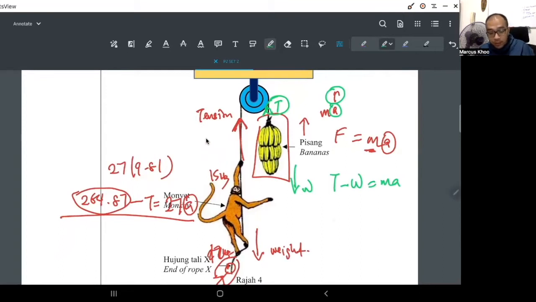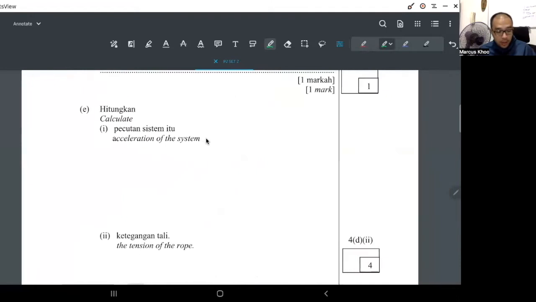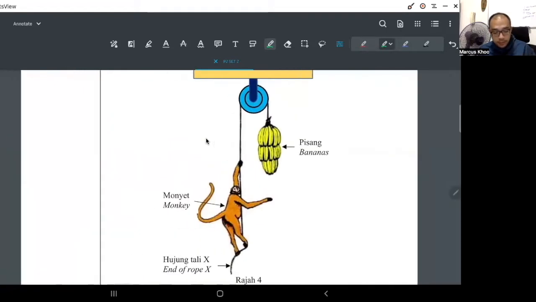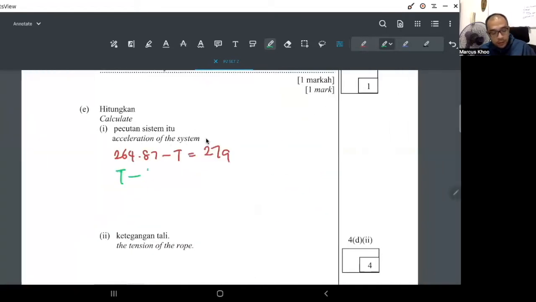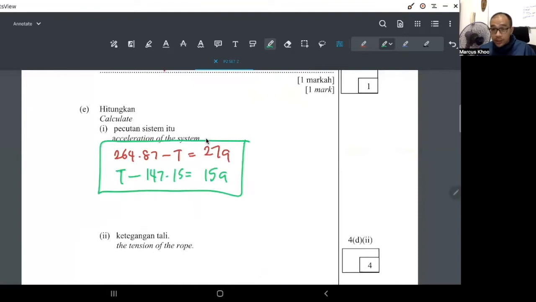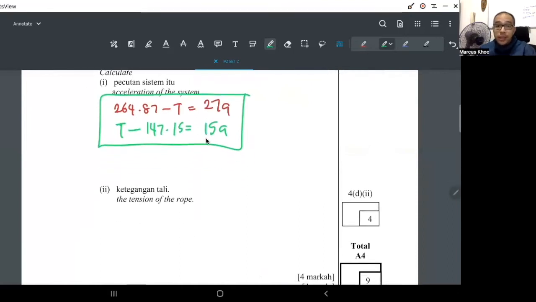You can count the W from here. T minus 15 times 9.81 is 147.15, equals the mass, which is 15A. So this is our second equation: T minus 147.15 equals 15A. You solve these simultaneous equations and you should get the answer.